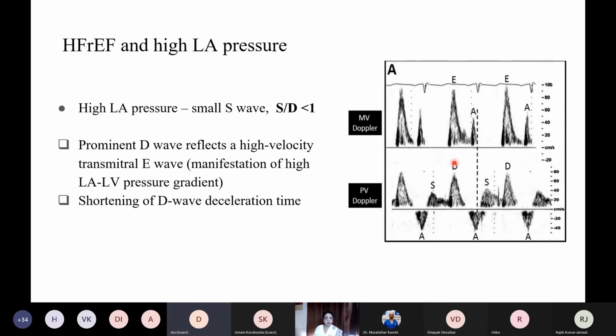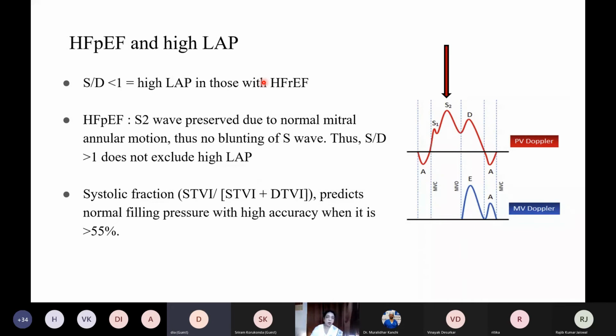There is a prominent D wave which reflects high velocity transmitral E wave. I have been explaining again and again, whenever there is a prominent D wave, that means the flow across the mitral valve is also more during the initial E wave, with rapid deceleration. This is very typical of HFrEF with high LA pressure. But when you come to HFpEF, that is heart failure with preserved ejection fraction, which we come across commonly, and high LAP, let us discuss that.